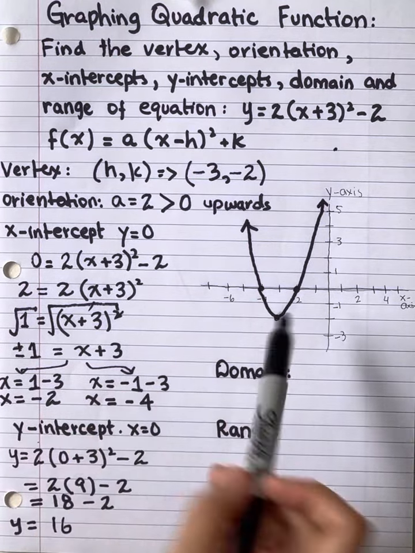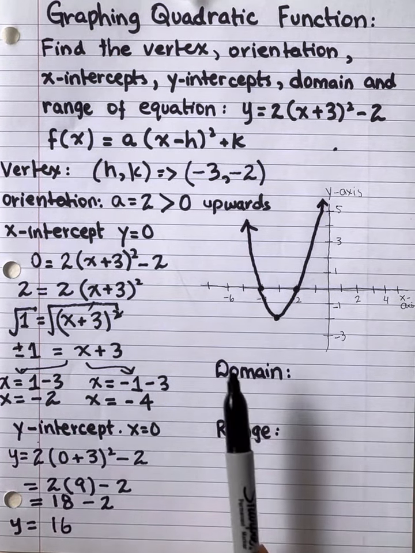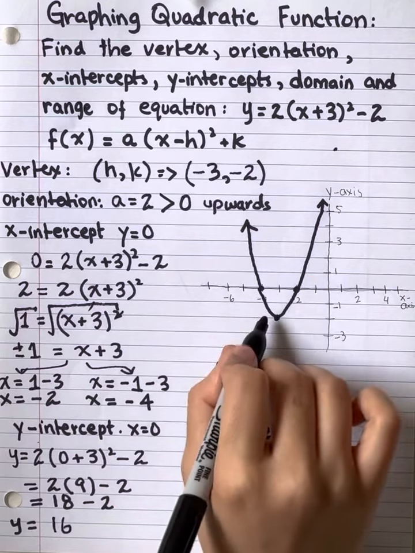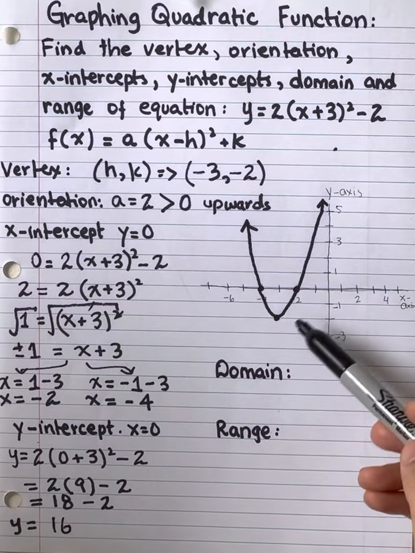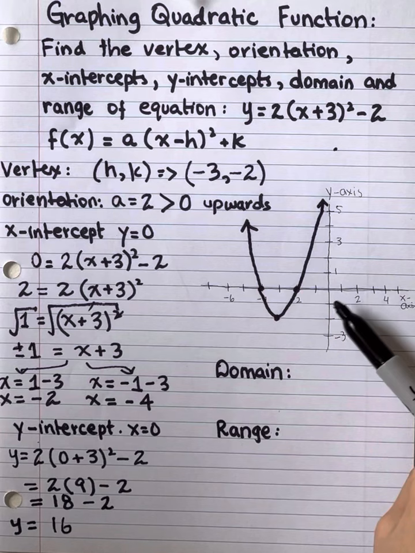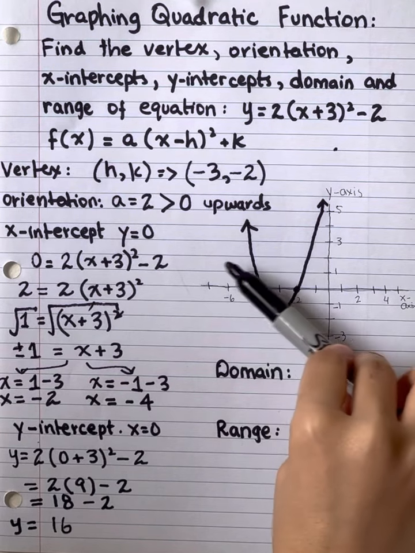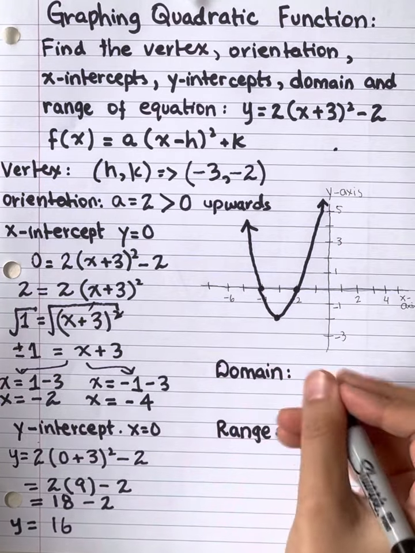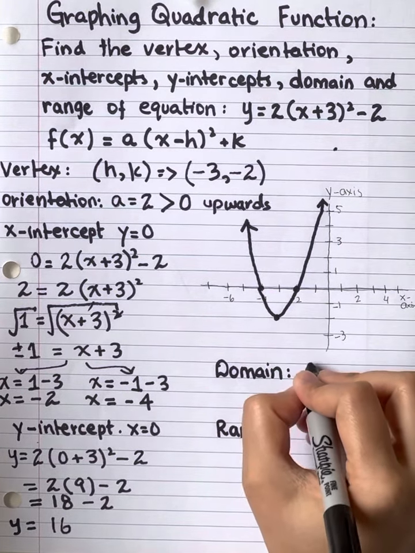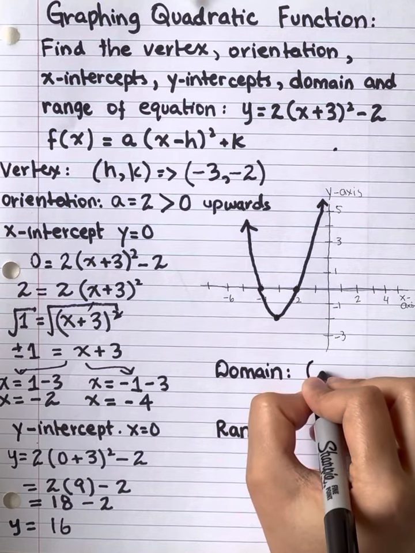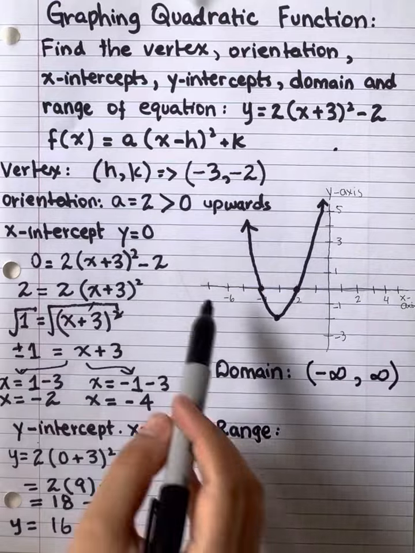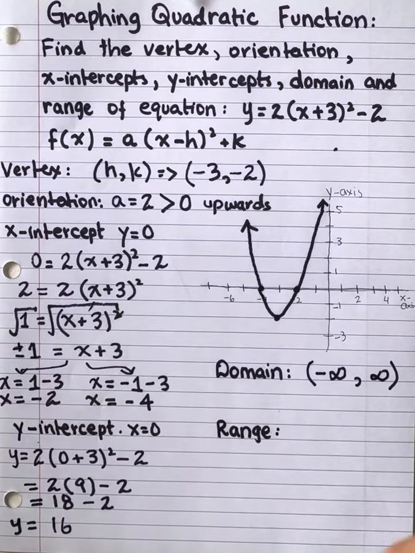Now using the graph, we can figure out the domain. Domain is every possible value of x our graph can have. So our graph can be everything from negative infinity to positive infinity, because it goes on forever and there's no restriction. So we can say that our x can be from negative infinity to positive infinity, everything from negative values to positive values.